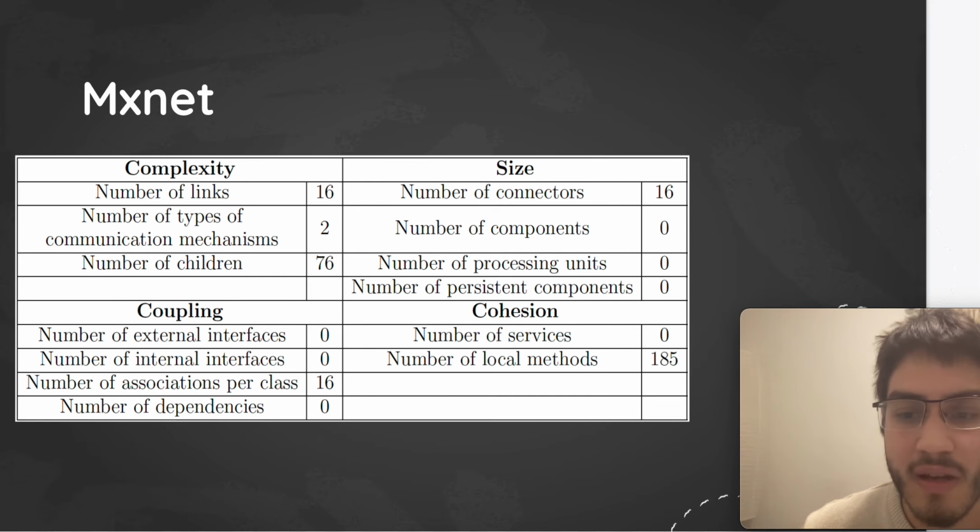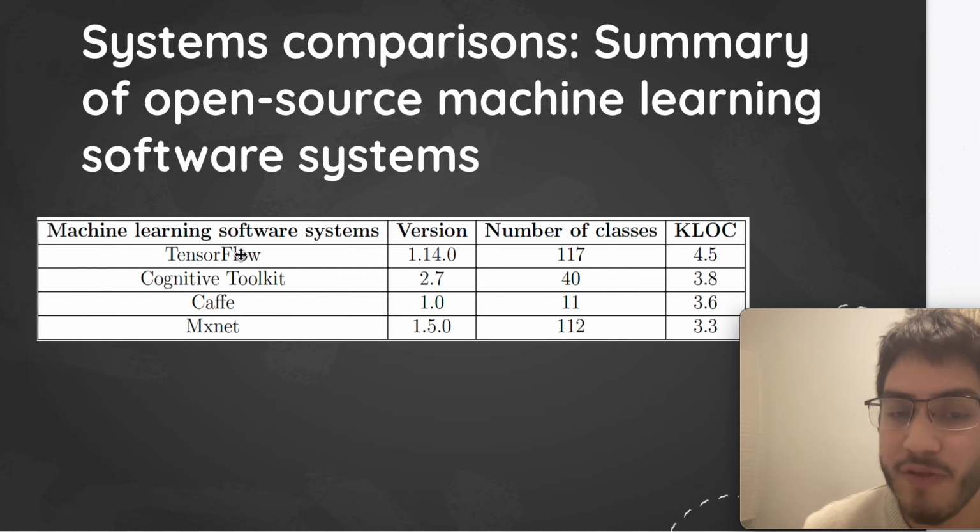In this summary, we are just comparing these four frameworks, and we can see the versions that were analyzed, the number of classes for each framework, and also how many lines of code we have for each framework. So we can see here that TensorFlow is the winner. It has over 4,000 lines of code.